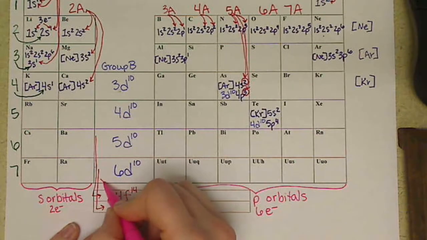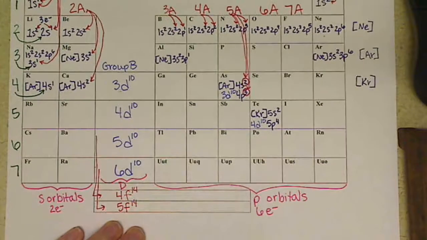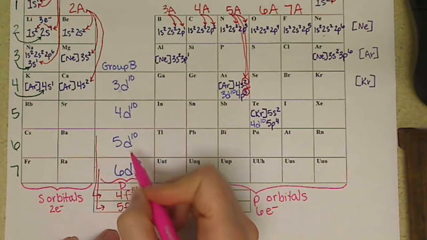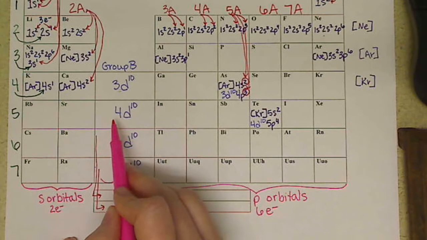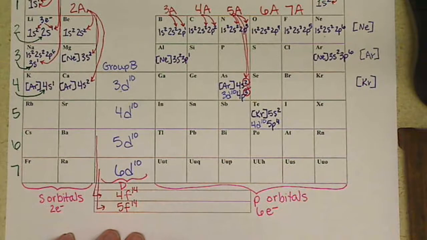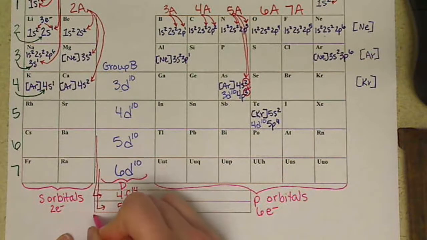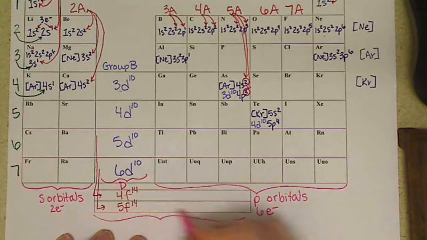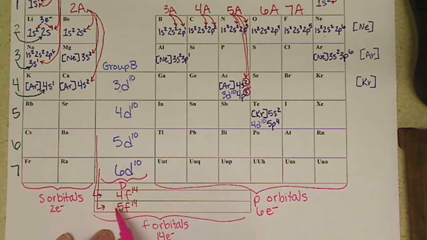D orbitals are in the center here, group B. There are 10 electrons in the d orbitals. If you look on a periodic table and count how many columns you have, you'll notice that there are 10. F orbitals are in this outcropping here. There are 14 potential electrons that can be there. Count on your periodic table; you'll have 14 columns going across. There are 14 slots where you can put electrons there.